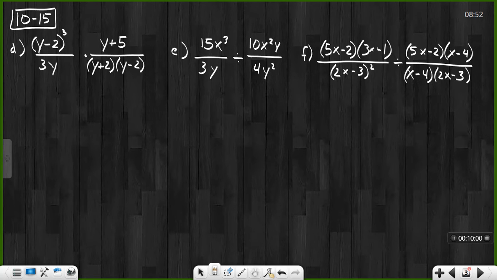Let's go over D first. In D, I've got a unique situation here. I've got y minus 2 cubed. That means there's 3 y minus 2's up top. You could think of this as a y minus 2 times a y minus 2 times a y minus 2. That's all up top right there. That's what cubed means. All right, I've got this 3m on the bottom.